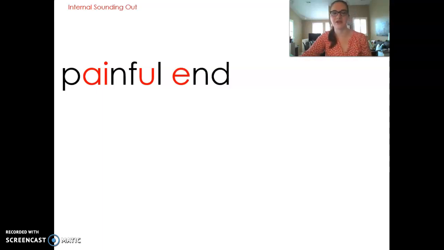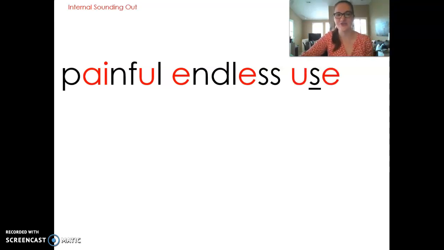Okay, we have the root word end. Add on less, the word is endless, means without end. This quarantine seems endless. It seems like it's going on forever. Without end. Use, add full. This is the opposite of before, we saw useless. This is useful, meaning that it is full of use. We can find a lot of reasons to use something.